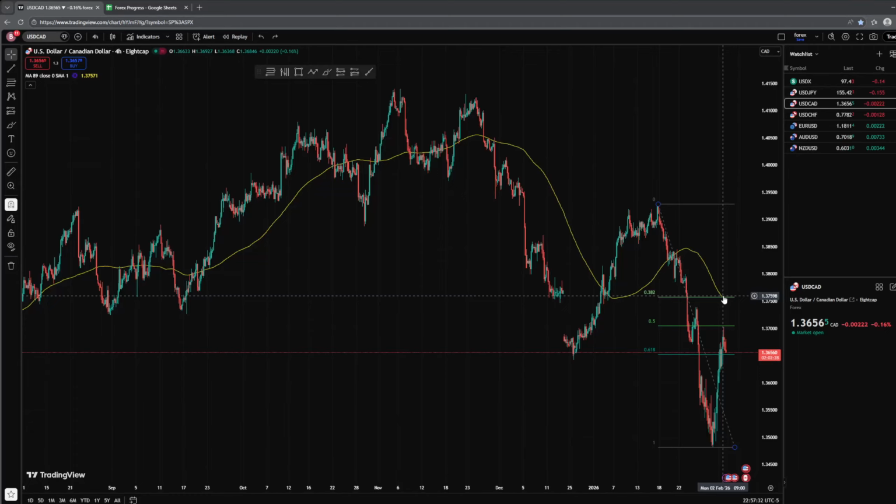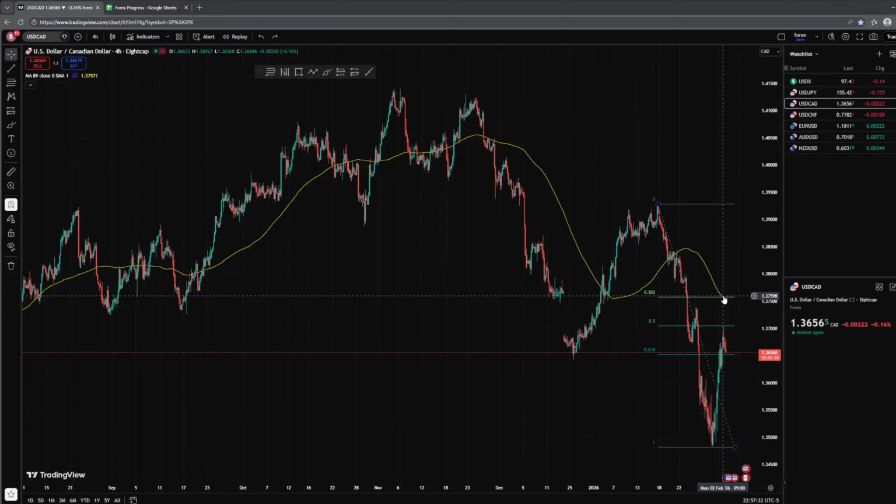Okay, let's write it down. USD Canadian dollar trend is down. Since it's not my favorite pair to sell, I'm not trading it. So once again, if it's your favorite pair to sell, wait for it to retrace at least the 50 to 60% zone, then sell it.